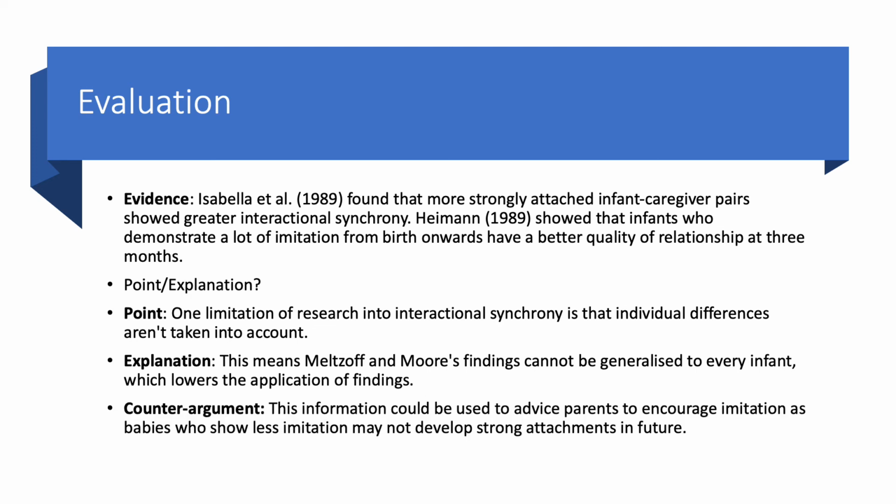However, you could say that this is a strength because research such as that done by Isabella and Hyman can be used to advise parents to encourage imitation, because babies who show less imitation may not develop strong attachments in future. So a strength is that research into caregiver-infant interaction has practical applications. And if something has practical applications, it means that it's useful, and it has explanatory power as well because we can explain real life behaviour. So that could be your explanation if you wanted to write it as a strength.